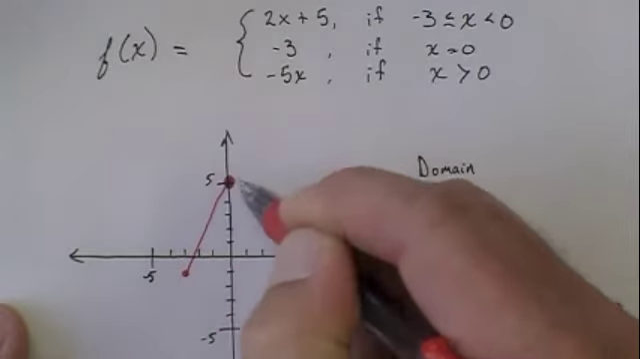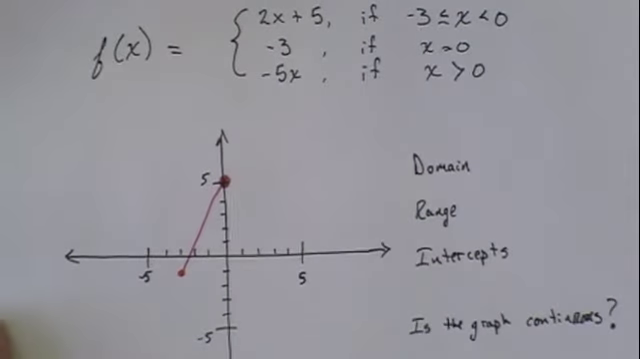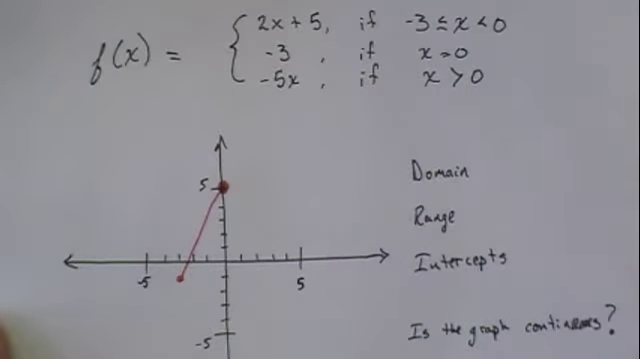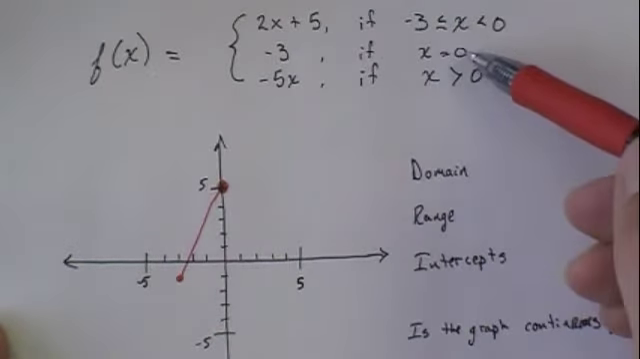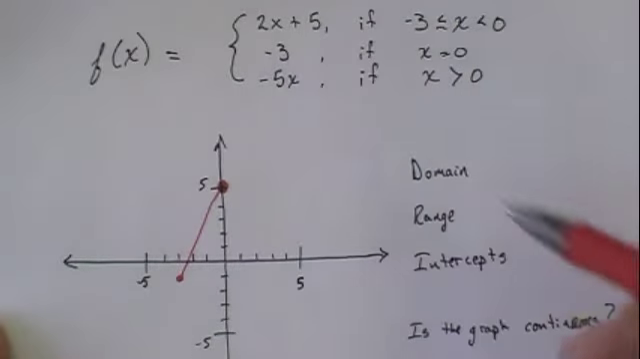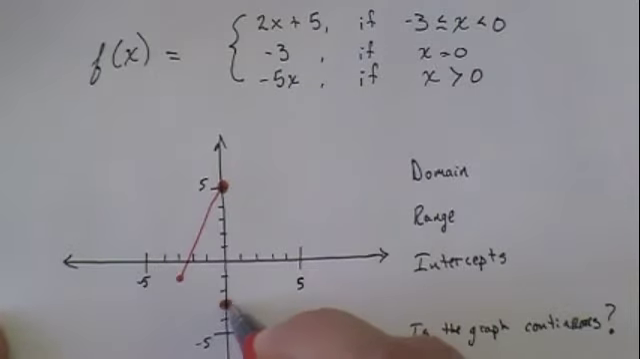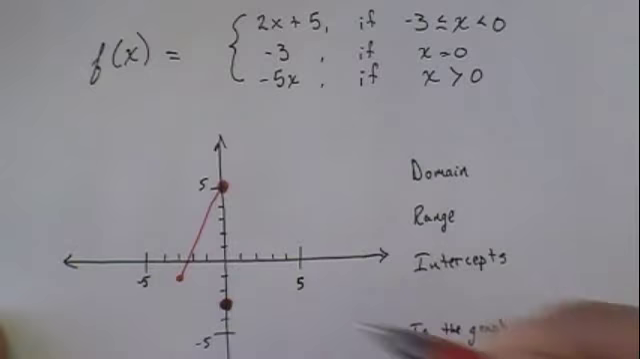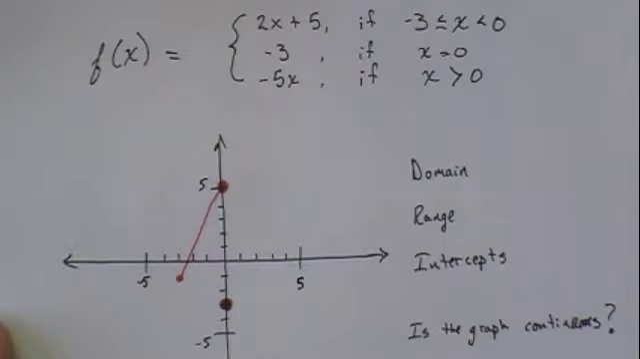Now this is an open circle at this point. It is not filled in because we're not equal to 0 here. So that would be an open circle. Now where x is equal to 0 is at the point 0, -3. That's right here. So this one is filled in completely. That is where this function is equal to -3.